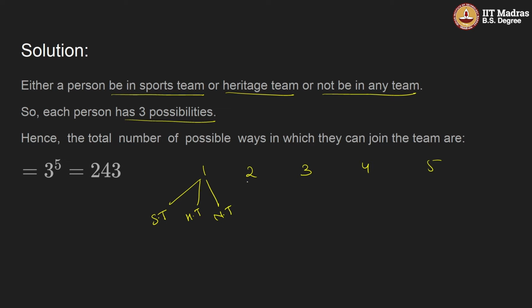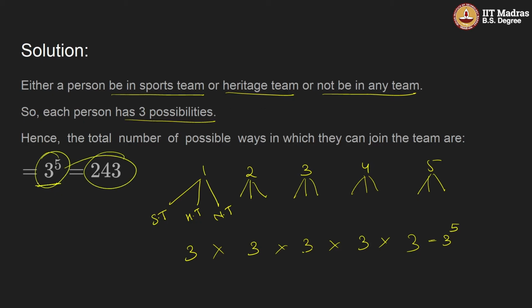Similarly, for the second person, there are 3 choices. For the third person as well, for the fourth and fifth person. Okay, so this is 3, 3, 3, 3, 3. So by multiplication rule, it will be 3 raised to the power 5, which is 243. So the total number of possible ways in which they can join the team is 243 ways.